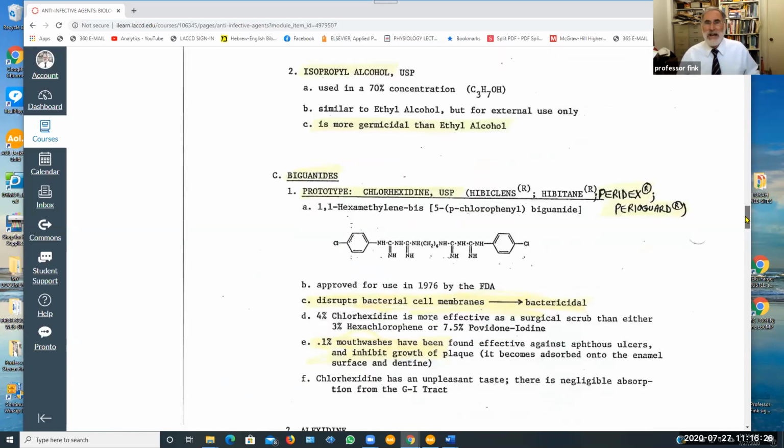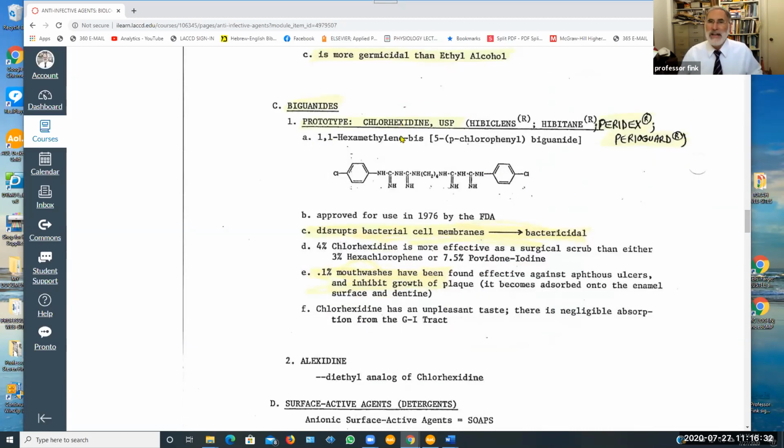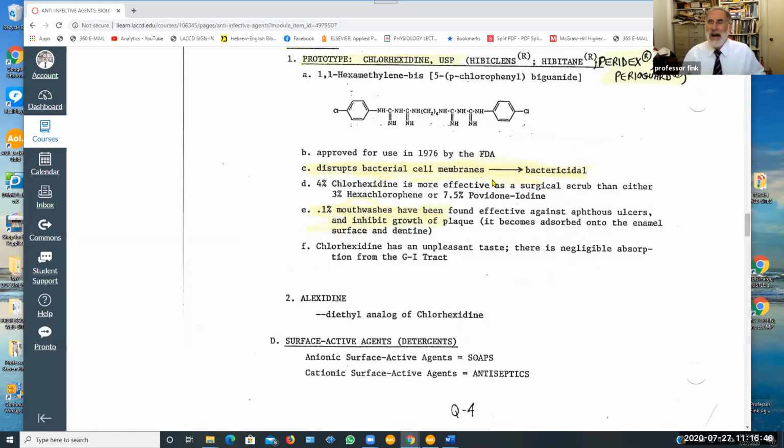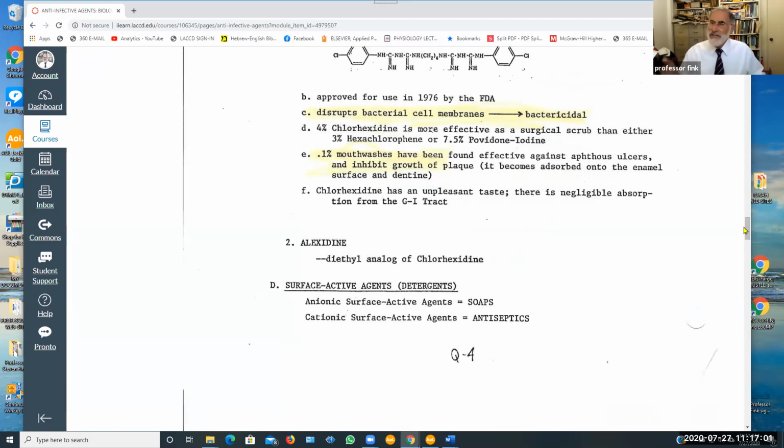A third class of antiseptics are the biguanides, and the most important example of that is chlorhexidine, which goes under a number of brand names, including Hibiclens and Hibitane and Peridex and Periogard. It also denatures bacterial proteins and is bactericidal. It is found in certain mouthwashes, again, to kill bacteria. And because it is poorly absorbed from the GI tract, it can't even be swallowed, although it's just swished in the mouth and spat out.